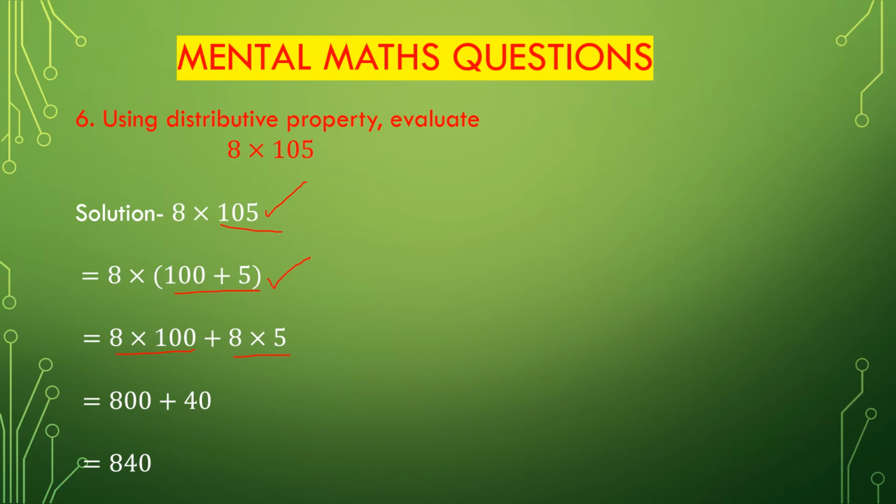Now 8 multiplied with 100 is 800 plus 8 multiplied with 5 is 40. Now 800 plus 40 is 840. So we get 8 multiplied with 105 is 840.